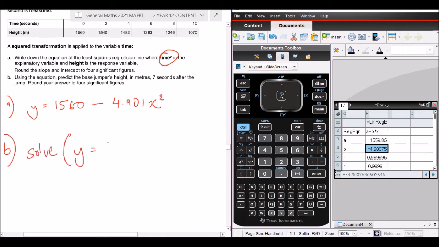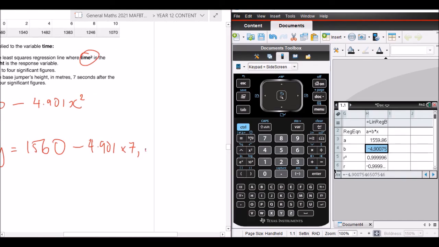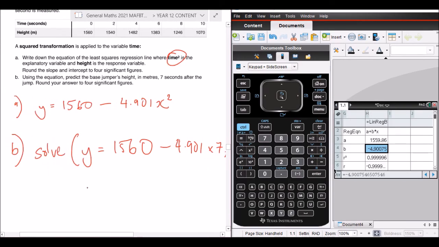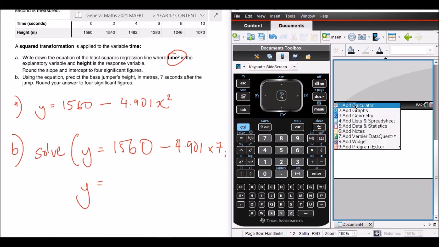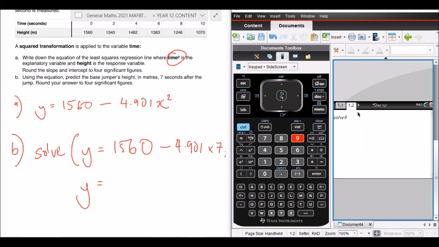Solve y equals 1560 minus 4.901 times 7, comma y, because I'm looking for my y variable, which is the height. So let's add a calculator here. All right, so solve bracket y equals 1560, take away 4.901 times x squared times 7 squared in this case, and then comma y.